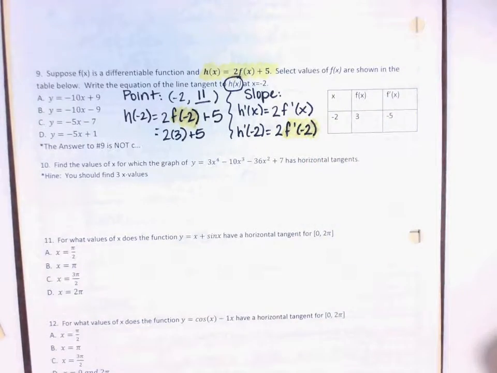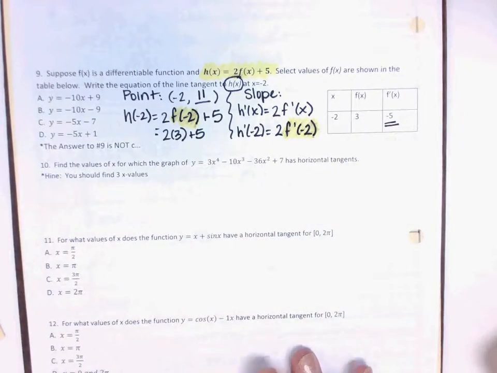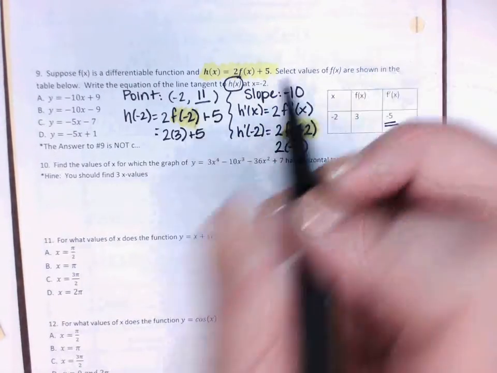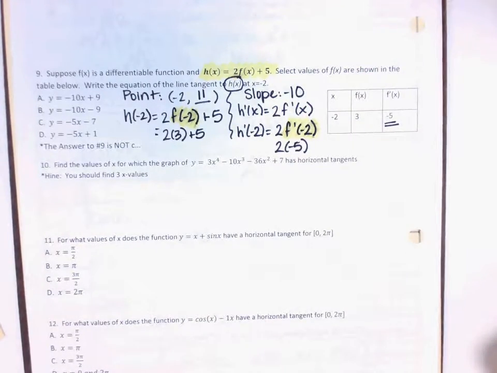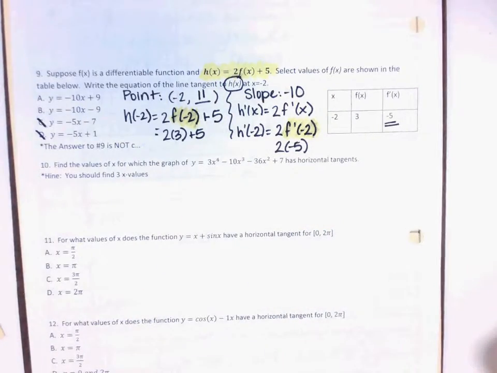Yep, use the table again. So this time, since I'm on the derivative, I want f prime. F prime is what at -2? -5. What's 2 times -5? -10. So from there, I have my point, -2, 11. I have my slope, -10. Which equation do you automatically know is wrong because of the slope? C and D. My slope was supposed to be -10, and those slopes are -5.